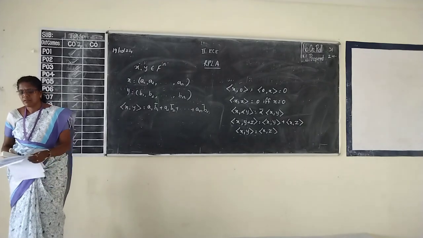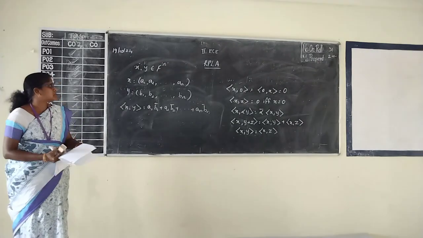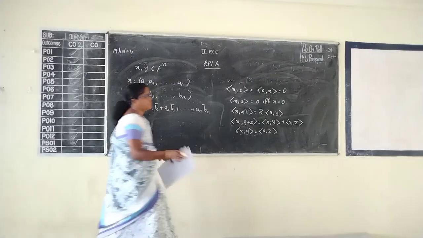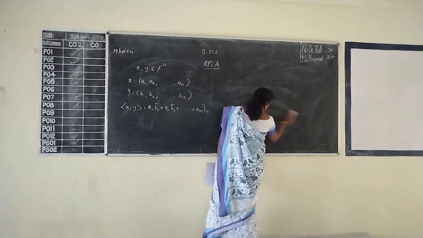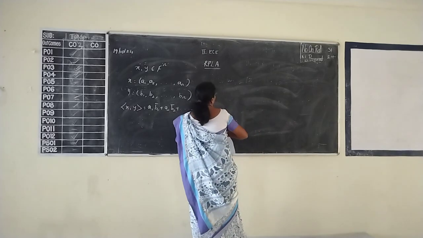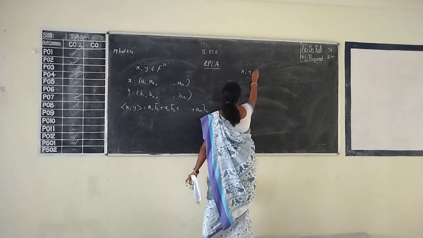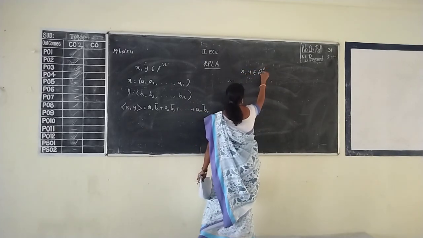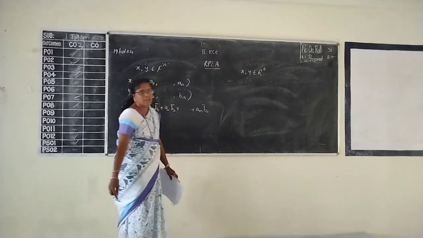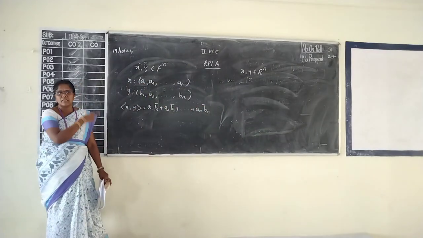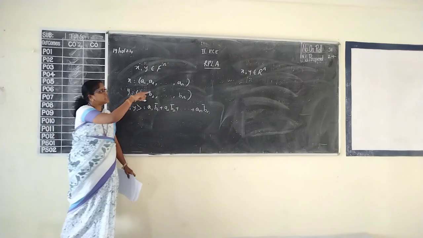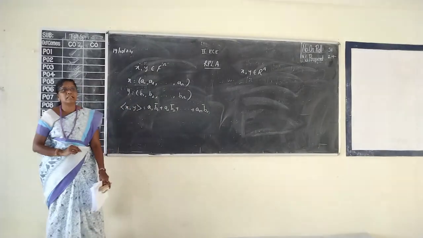Next one, start with the same sentence. Let x comma y belongs to R power n. We are going to discuss the real system. This F can be real or it can be complex also. This is for a generalized one. So this particularly we are going to define for the real system.